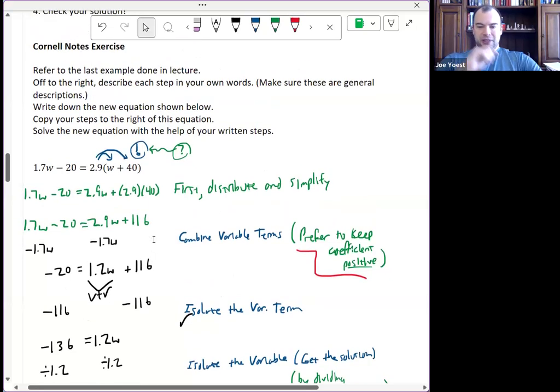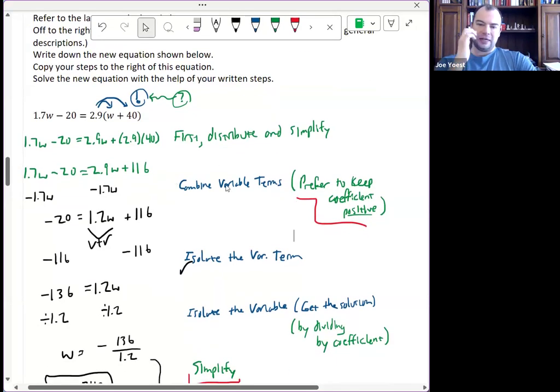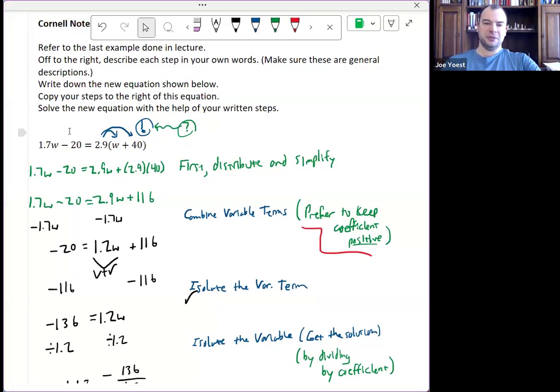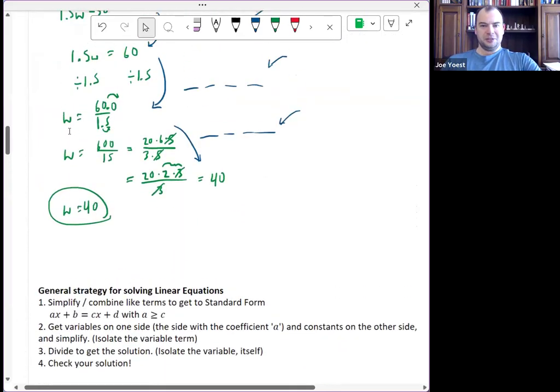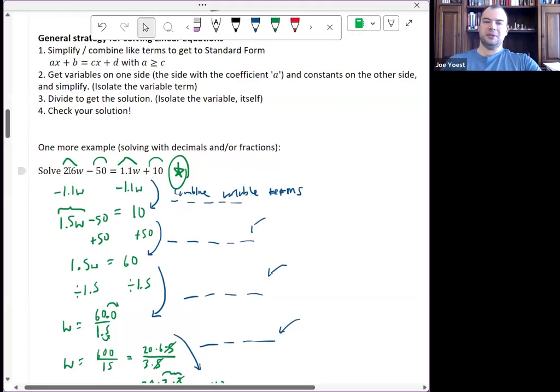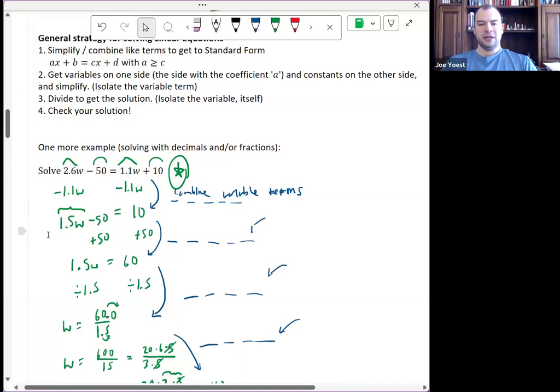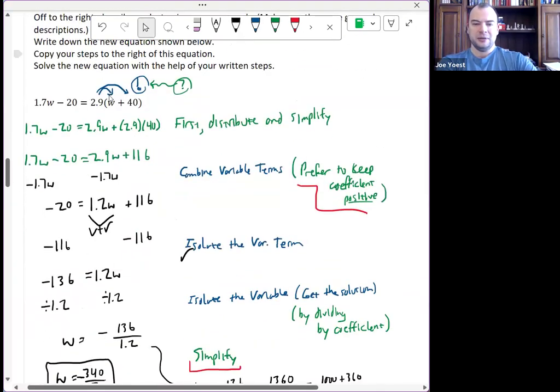I did notice that, up above, I started with combining the variable terms, but that didn't work so nicely here because this 2.9 was multiplied by parentheses W plus 40. That was something I didn't see in the previous problem or even the previous few problems. We started right away with each of our expressions in simplest form, so I might not have thought about that. But I come up to this new problem and I say, okay, I want to start with combining variable terms, but I can't start there. What went wrong?